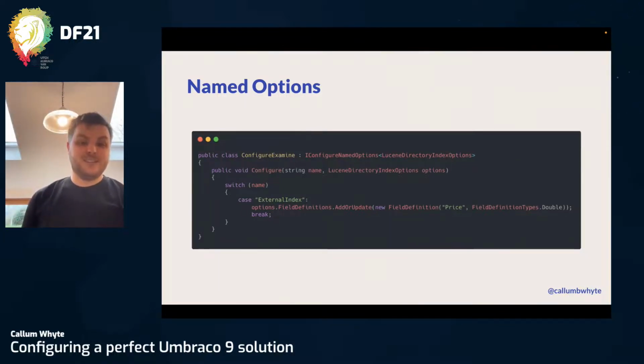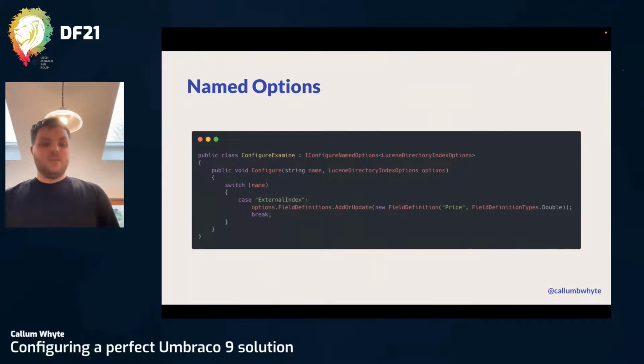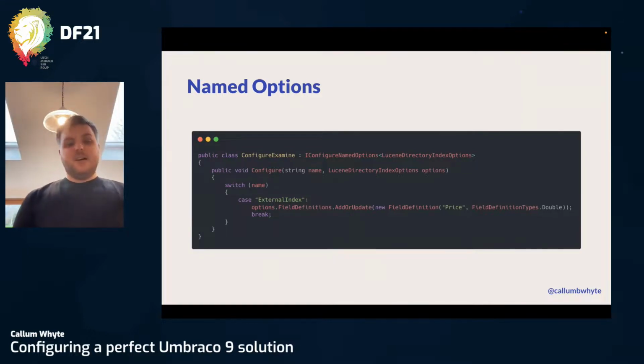So if you need to configure Examine with Umbraco 9 to work in a specific way, this is the way you do it. Examine uses the named options pattern for all of the index configuration. So in this case, we're doing a check to see if we've got the external index configuration available, and if we do, we can add some custom field and do whatever we need to do. This is the way to be configuring Examine. So this is a pattern that you could also utilize in your application. It's something that's familiar for people in .NET 5.